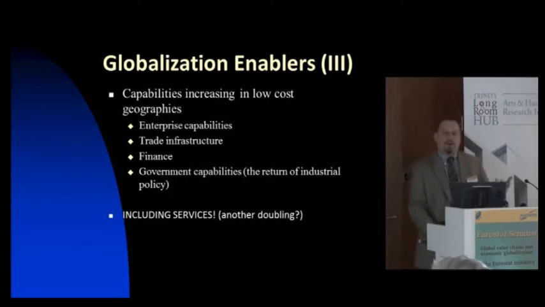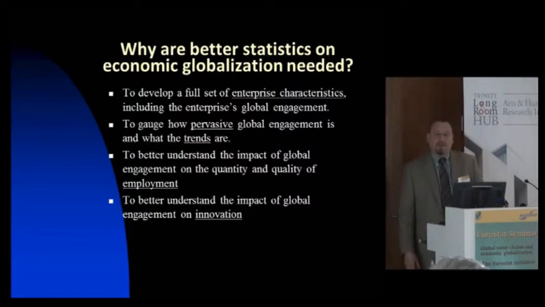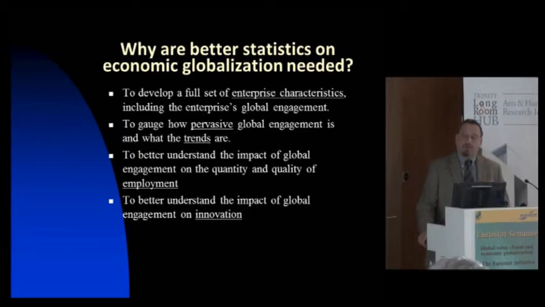Okay, so let's get to the heart of the matter. Why do we need better statistics? I'll just put all these up. First we have to know what's going on. We have to be able to characterize the process. And to do that, we have to know how firms are structured and what they're doing. We need to know how pervasive it is and what the trends are.